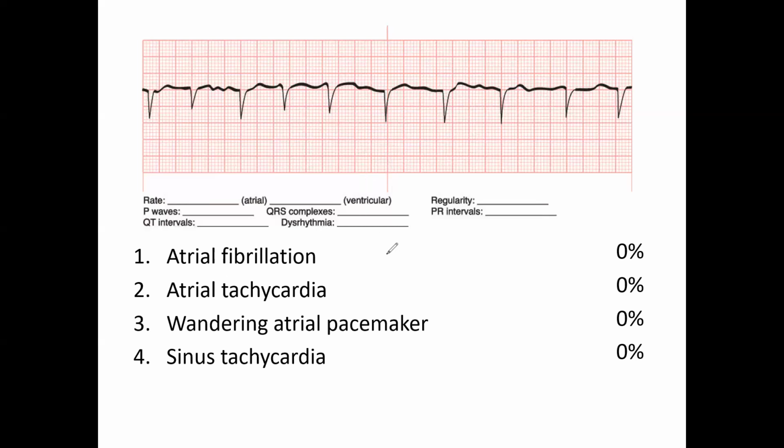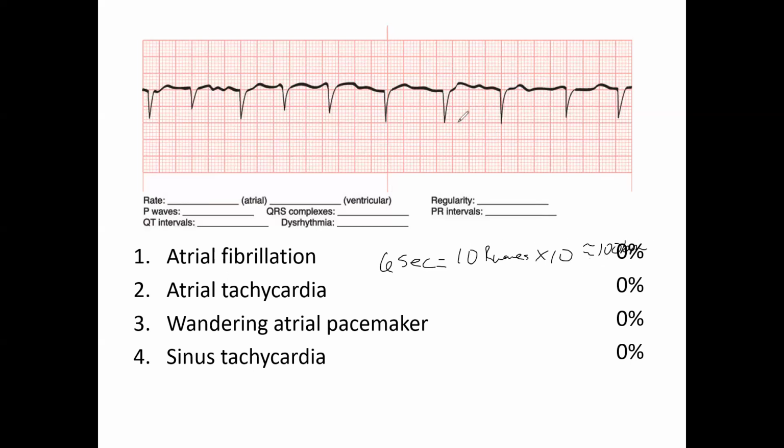So via the 6-second method, we got 10 R waves multiplied by 10 because it's 6 seconds at a time. So that gave us an approximate rate of 100 per minute, 100 beats per minute.